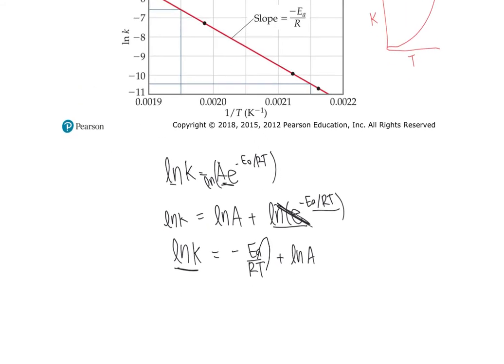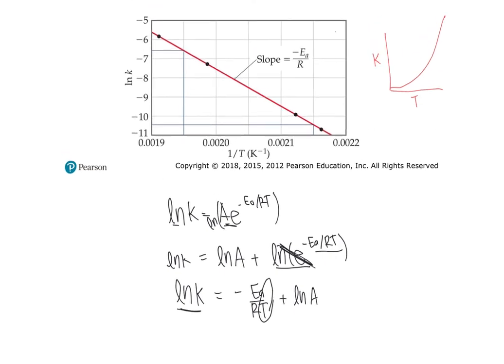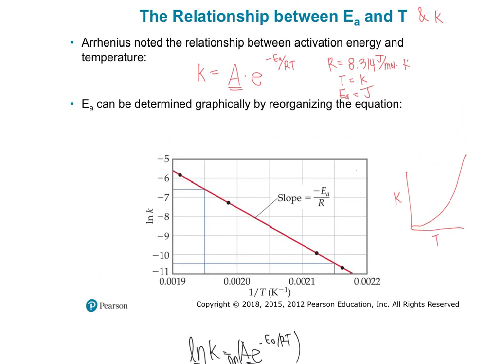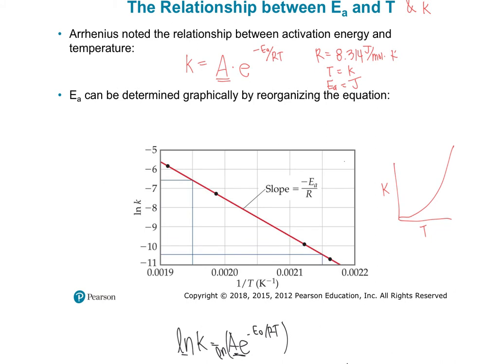So I'm going to pull this out and write it in a certain way that will hopefully help us with graphing. The big takeaway for you is natural log of our rate constant equals negative activation energy over R times 1 over T plus the natural log of A. Now this should look really similar to a line, where here is y, here is x, and what I end up getting is y equals mx plus b.